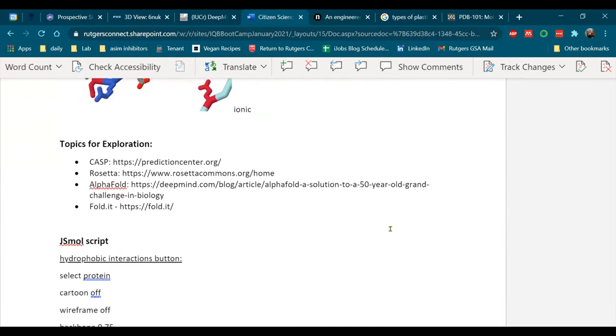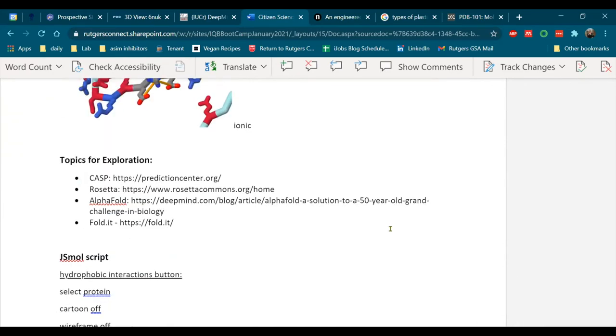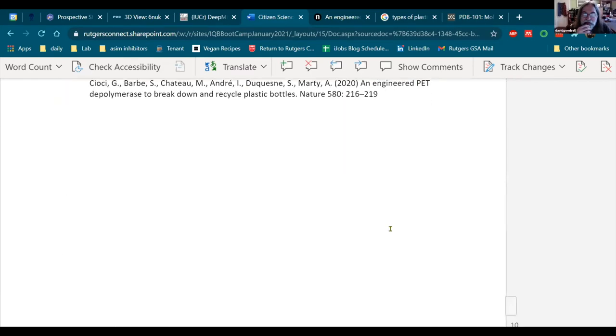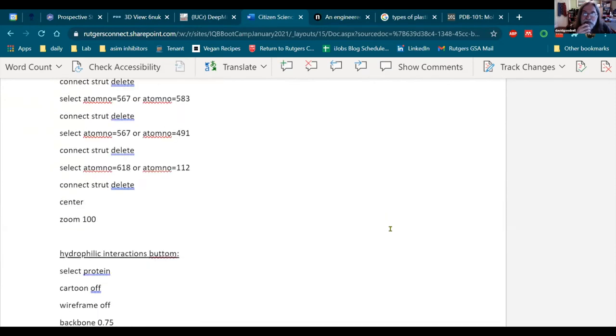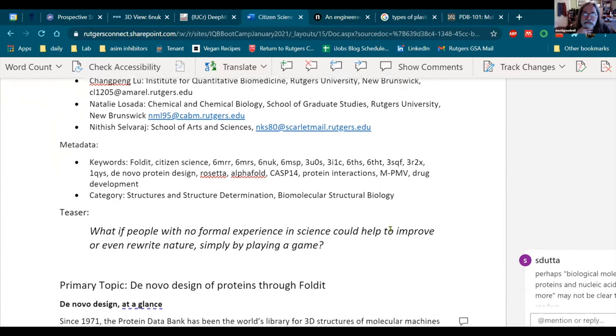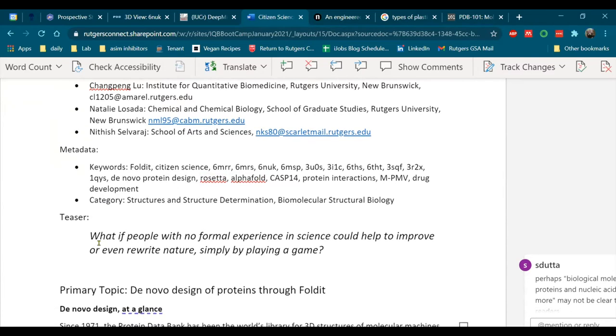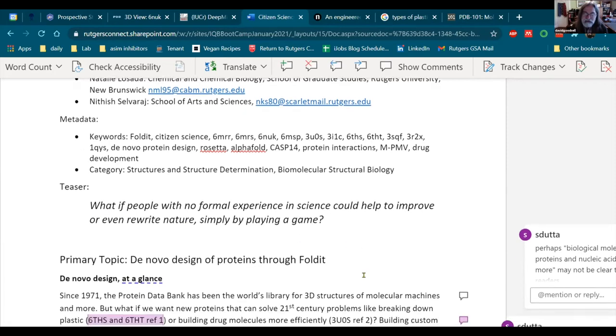And then we have our topics for exploration. Oh, and our script. Could we look at the tagline? Should I read out? Yeah, sure. The keywords would be folded, citizen science. I don't need the keywords, but the teaser. The teaser, yes. What if people with no formal experience in science could help improve or even rewrite nature simply by playing a game? Nice. That's really, really nice, evocative.